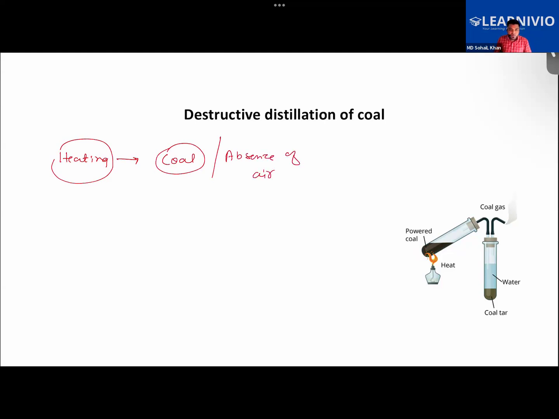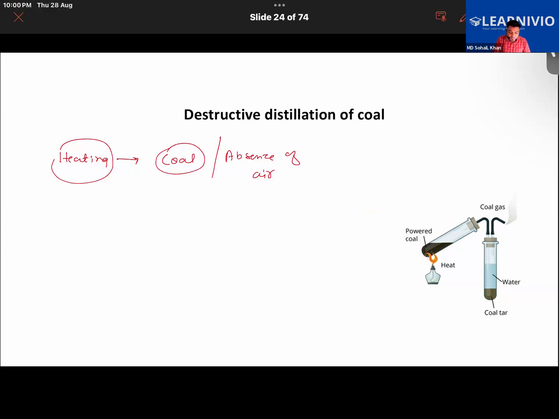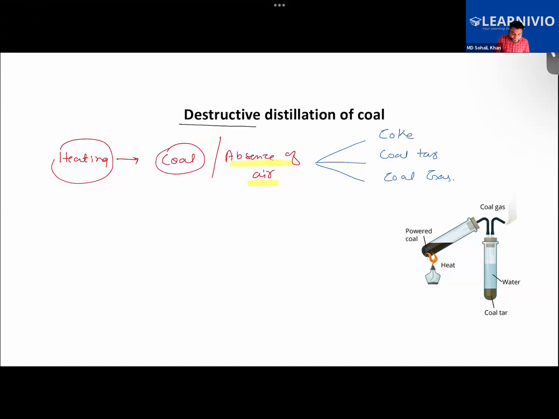So we are heating the coal in the absence of air, so we are destroying it. Now in this process, will the coal burn? Is it going to catch fire? No, sir. Why? Because it's happening in the absence of air. So it is not going to burn, but rather it is going to break into useful products, right? So what are those useful products we are going to get? Coke, coal tar, and what else? Coal gas. So the word destructive means coal is decomposed into these different substances, and distillation means separation.